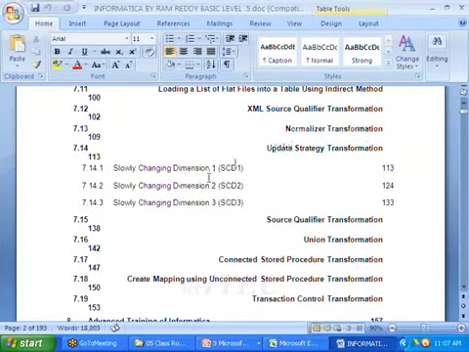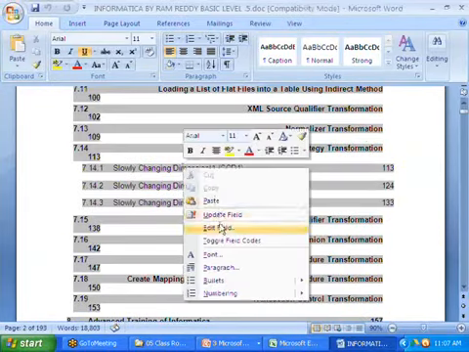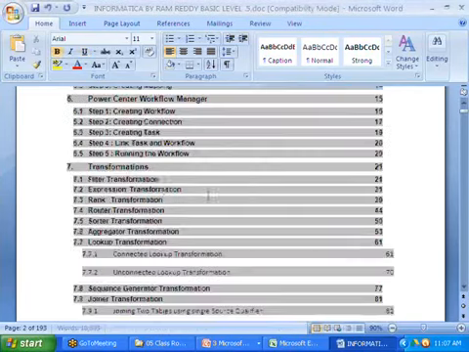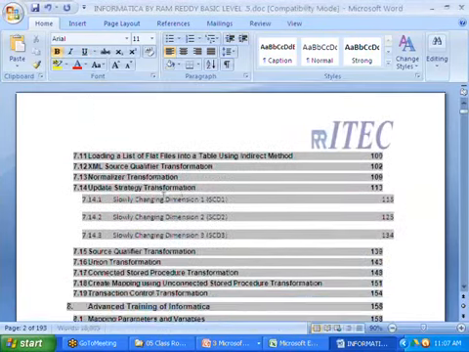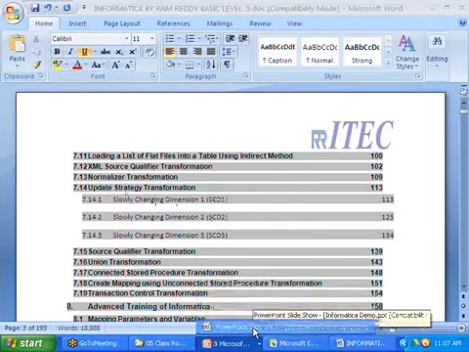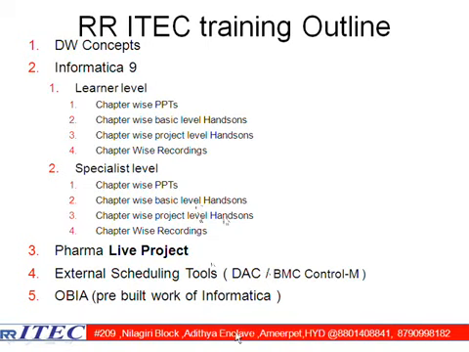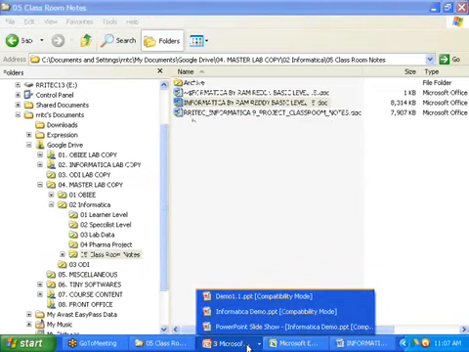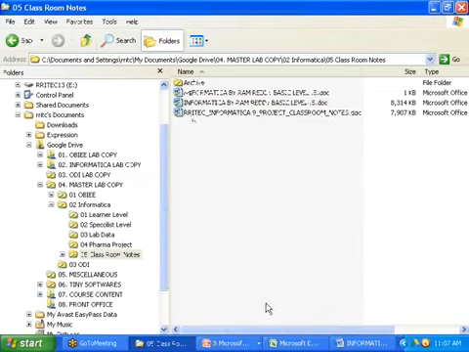That is available here. Now if you go for the update strategy transformation, under this one what I am explaining, sir? Slowly changing dimension. Whatever we discussed previously, we discussed here, sorry, I closed that PPT. Let me reopen that one.